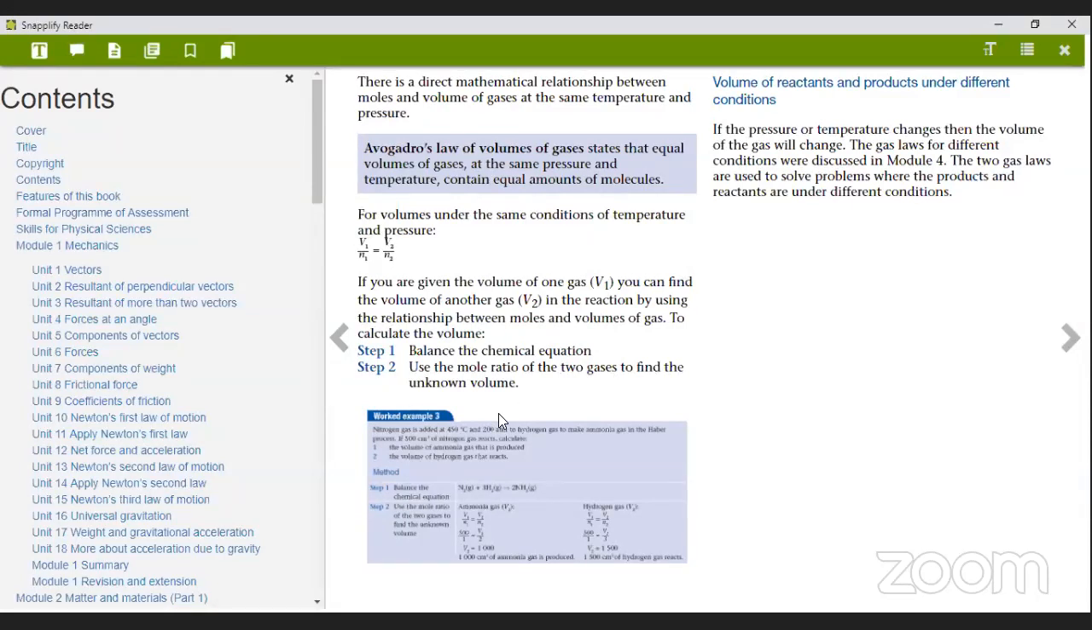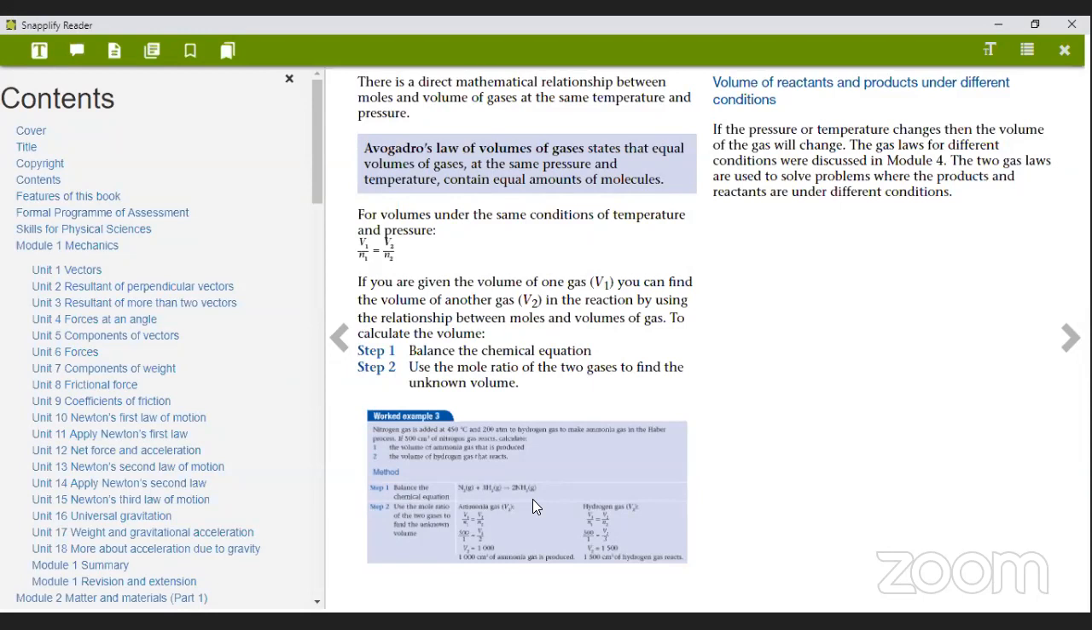Okay, so we've got an example here. I'm not sure if you guys can see it properly because I can't zoom into the screen. So here they say, in the process, if 500 react, calculate the following, and the volume of hydrogen gas that is produced.